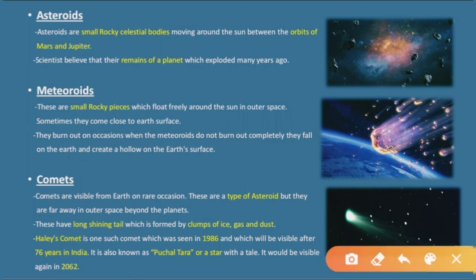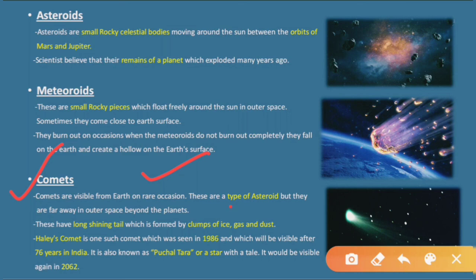Now the next topic is comets. What do you mean by comets? Let us understand. Comets are visible from earth on rare occasions. Means comets are something which can be seen from the earth, but it is a rare occasion. Means it cannot be seen always. Sometimes, on a very rare occasion, it is seen.